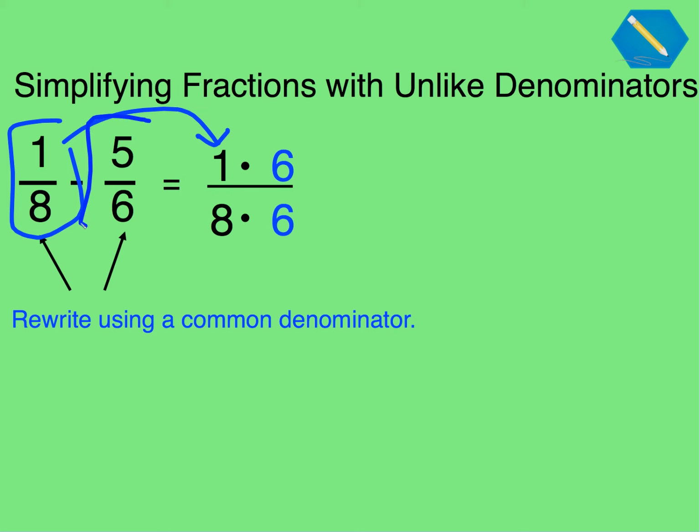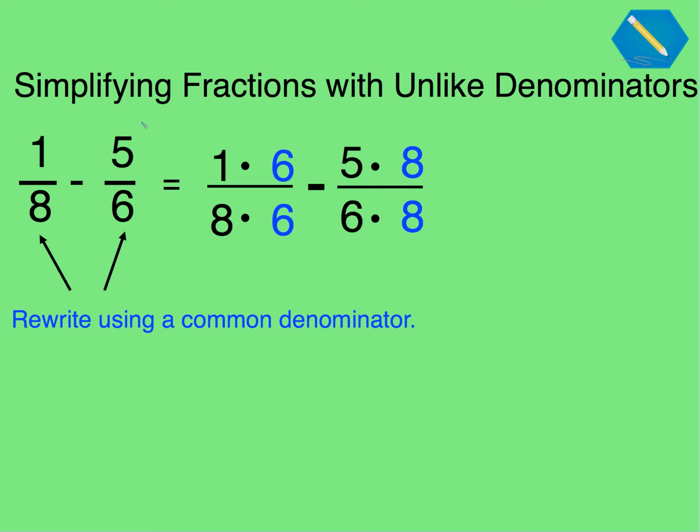Okay, now let's look at 5/6. We want the 6 to change into a 48. So how do I make 6 change to 48? Well, I need to multiply by 8. So remember, you need to do the same thing in the numerator and the denominator. So since I had to multiply by 8 in the denominator, I also have to multiply by 8 in the numerator.